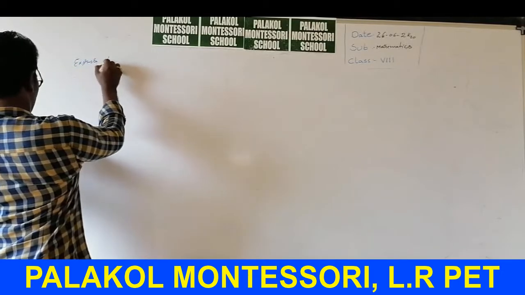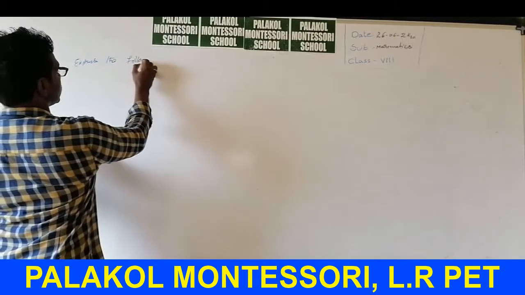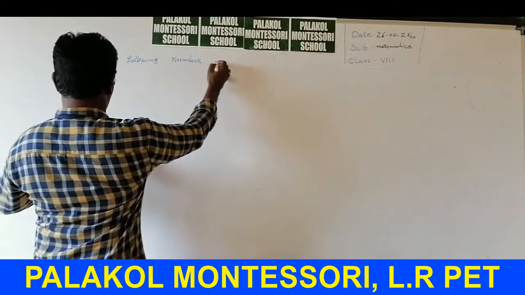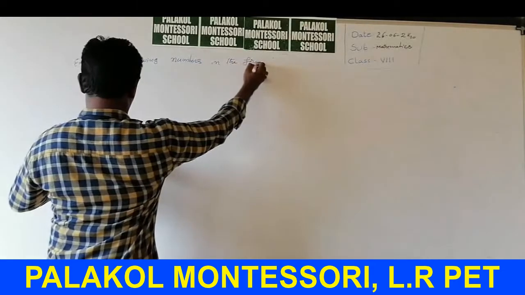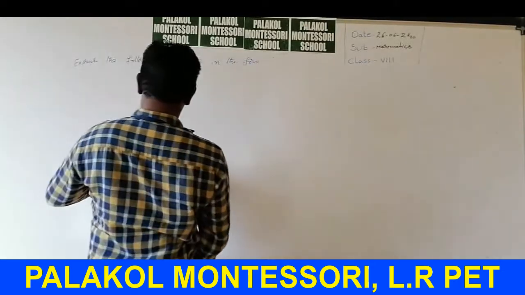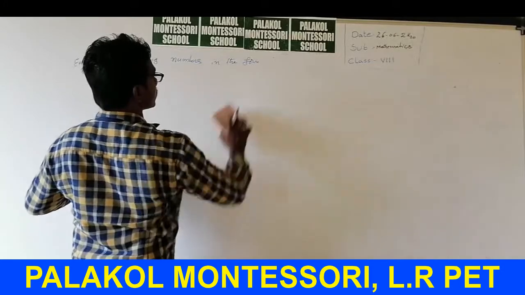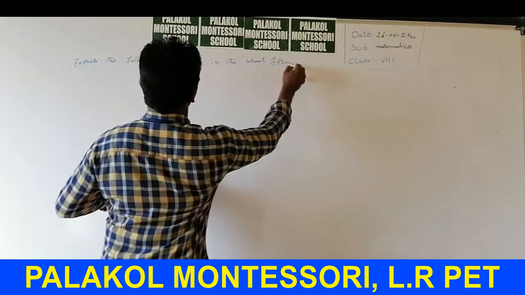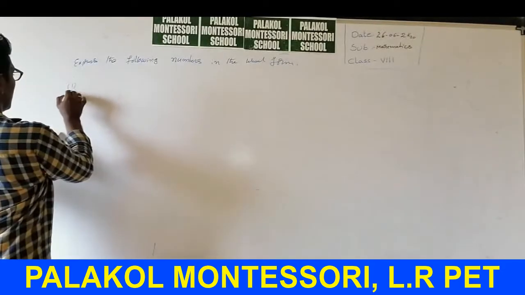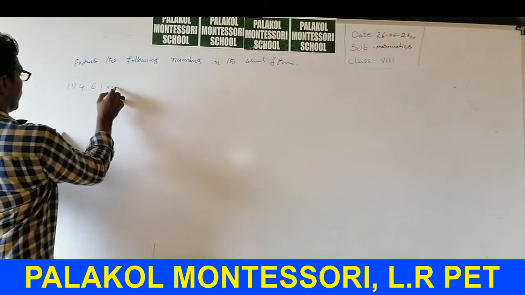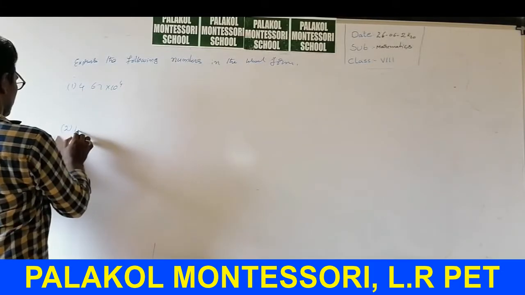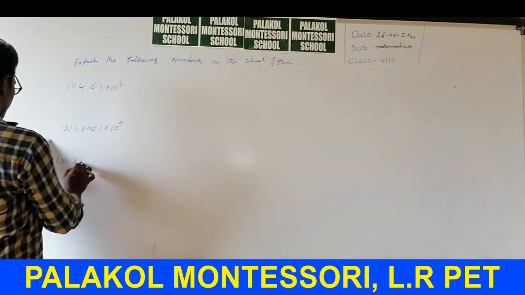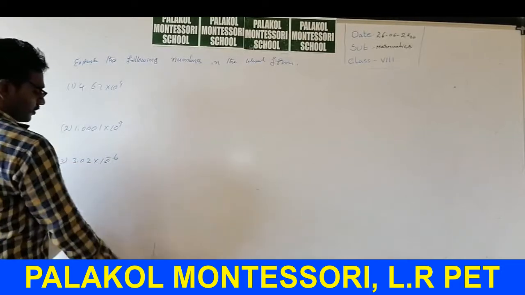Express the following numbers in the usual form. The first question, 4.67 into 10 power of 4. Second question, 1.0001 into 10 power of 9. Third question, 3.02 into 10 power of minus 6.